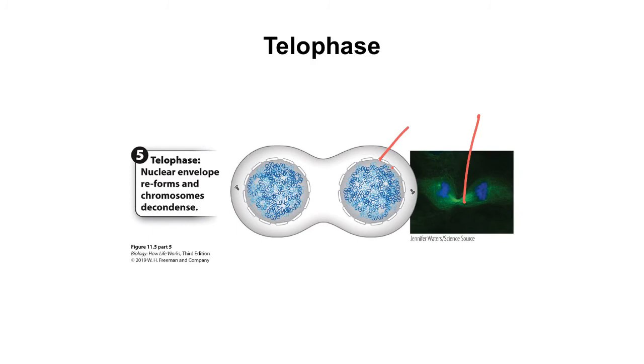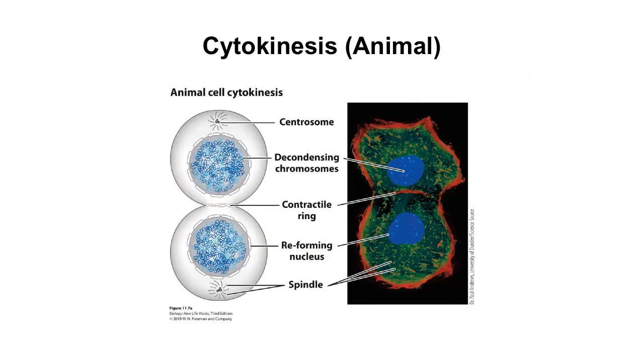Once the nuclear envelope is reformed, the chromosomes now decondense and become less visible. This stage marks the end of mitosis. So after mitosis, which is the division of the nucleus, now comes the division of the cytoplasm, called cytokinesis. There are two distinct modes of cytokinesis, in animals and in plants.